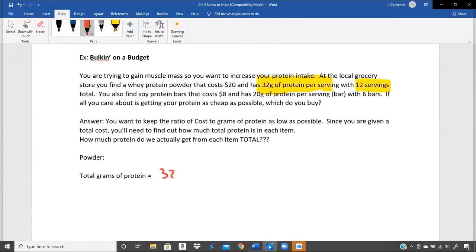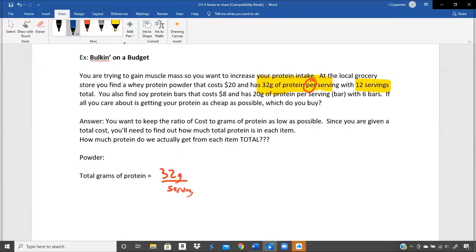Let's just write that. 32 grams of protein per serving. The word per means it goes in the bottom. So it's grams per serving. The word per here is extremely important. I've said it many times. I've written it at least once. Per means the next unit goes in the bottom. Then we have 12 servings.